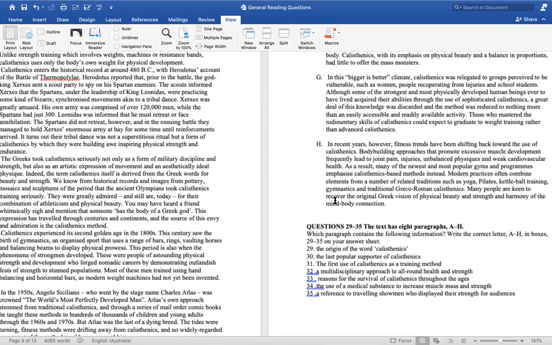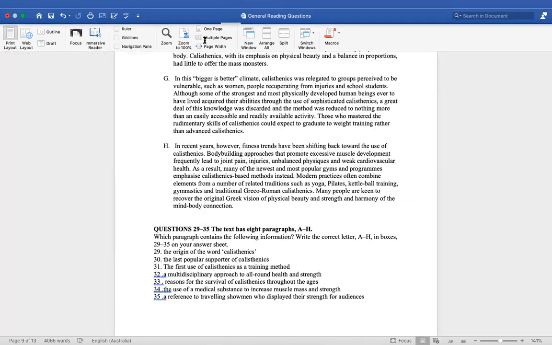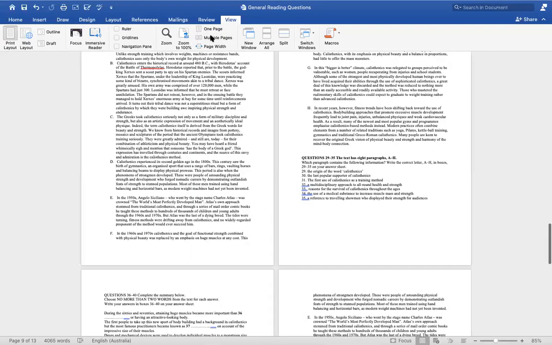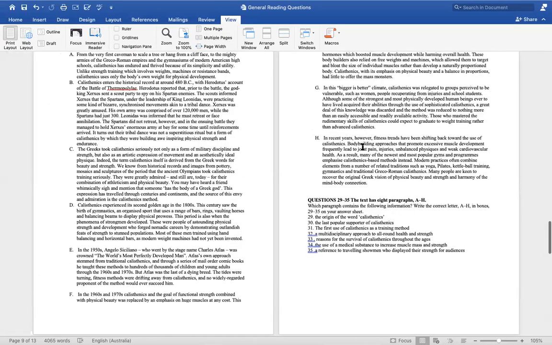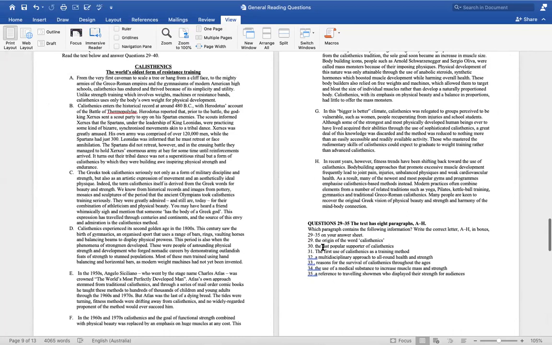So for 29, the origin of the term, I'm sorry, I'm behaving like a monkey going up and down with this. I will not touch it. I'm sorry. Okay. So if you look at question number 30, the last popular supporter of calisthenics. So last popular, last is one of your distractors, or it's called a qualifying word.